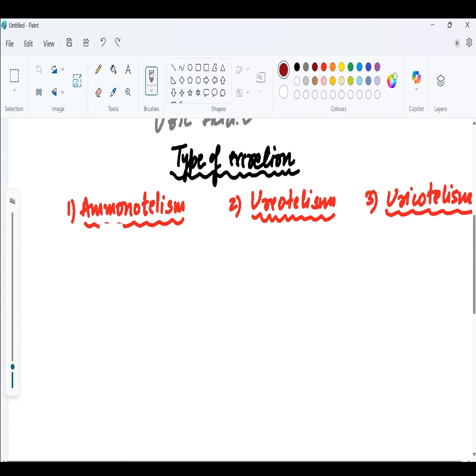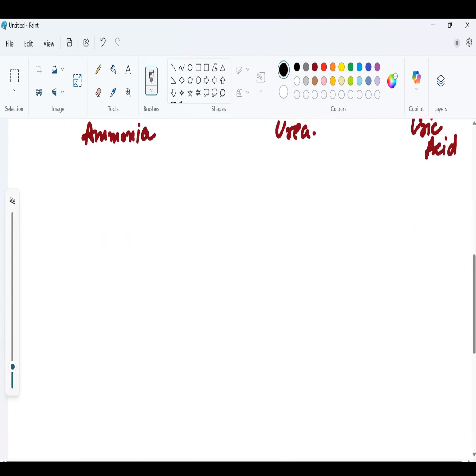In ammonotelism, what kind of waste is excreted? Ammonia is excreted out. In ureotelism, urea is excreted. In uricotelism, uric acid is excreted. So firstly, we'll understand about ammonotelism. Let us start with this one, that is ammonotelism.